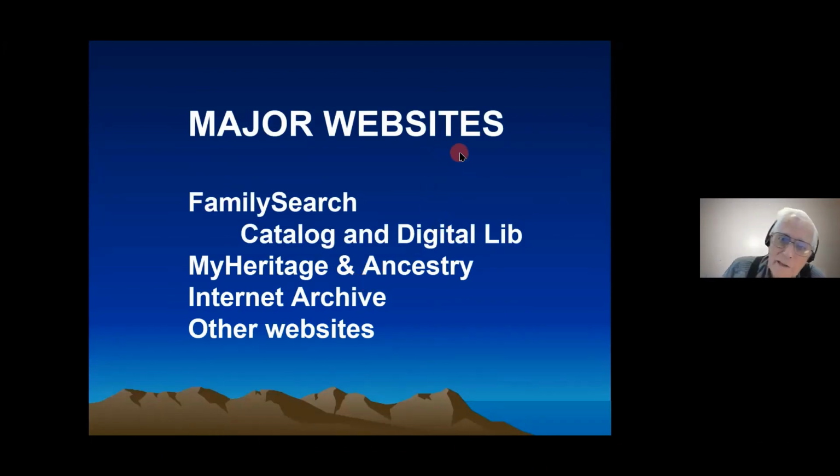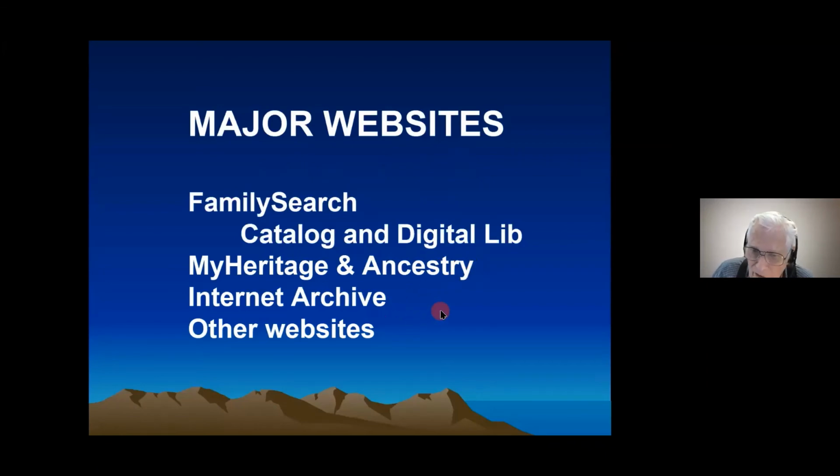So we've looked at major websites. We looked at Family Search. We didn't talk about the catalog. We talked about only the digital library, but look at the catalog also. Type in city directory in the catalog and you get bunches more stuff, and those are books that they own. We looked at MyHeritage and Ancestry and their partner websites with Family Search. You can also join those separately, but since they're partner websites, you may be able to get to them without any extra charge. Internet Archive we've looked at.